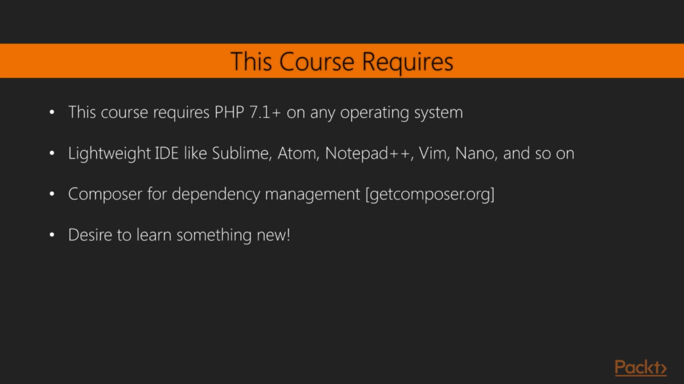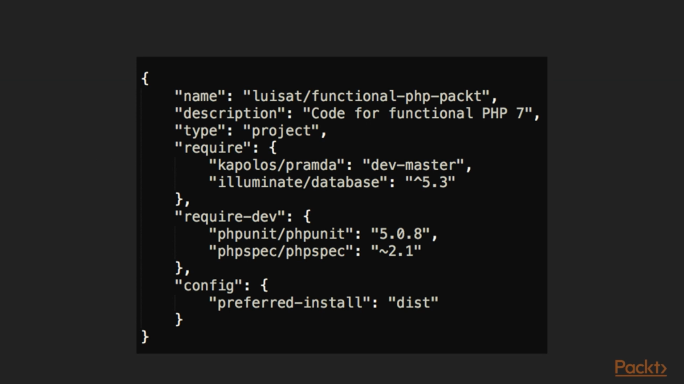The Functional PHP 7 course is very lightweight in terms of installation and setup. The most important requirement for this course is that you have PHP 7.1 installed on any operating system of your choice. It could be Mac, Windows, or Linux. A lightweight IDE would be a good idea, like Sublime or Atom, but you could always use PhpStorm if that's what you prefer. Also, Composer for dependency management, as we're going to be incorporating some of the functional libraries in the ecosystem. And most importantly, the desire to learn something new, as we're going to be approaching concepts from a completely new perspective.